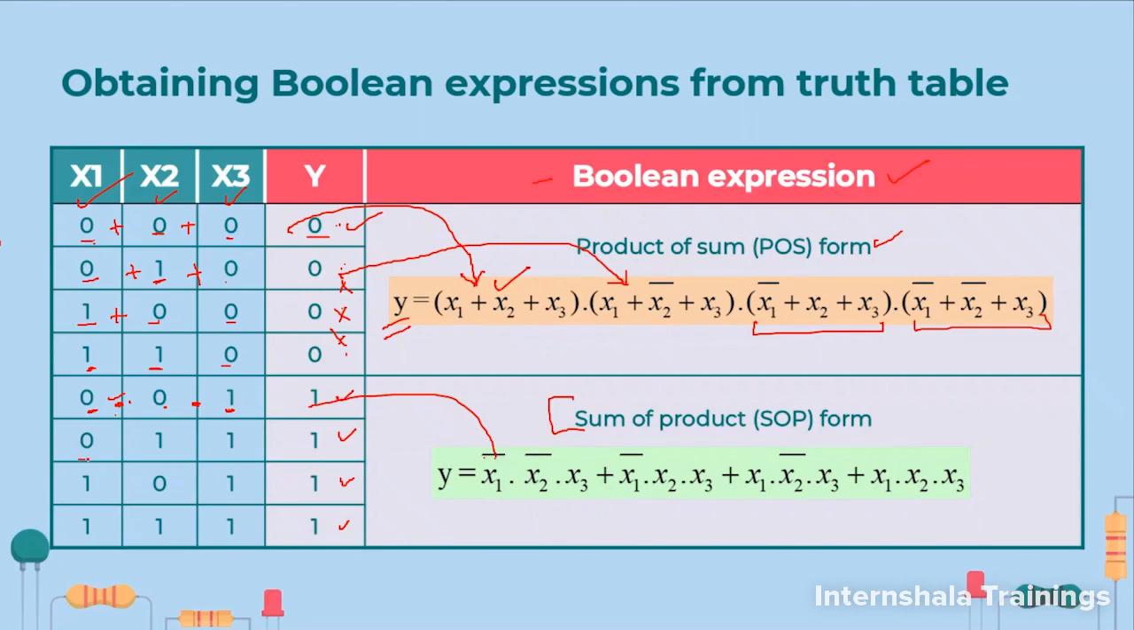Similarly, the second one will be x1 bar dot x2 dot x3. Similarly, the third one is x1 dot x2 bar dot x3, and the last one will be x1 dot x2 dot x3. We are going to share a PDF with you in the resource section where you will have more examples to practice how you can convert a truth table into a Boolean expression.